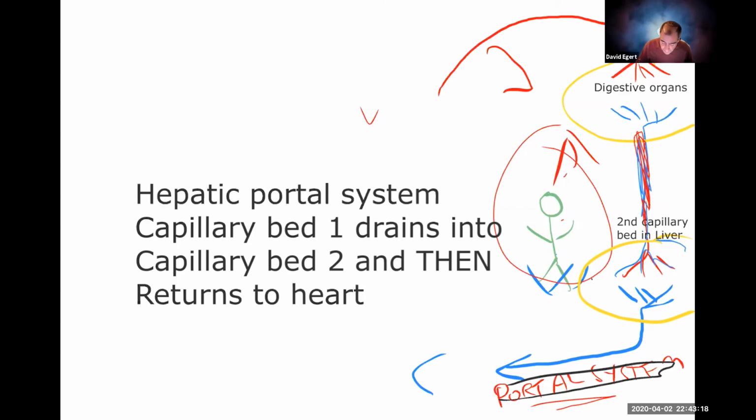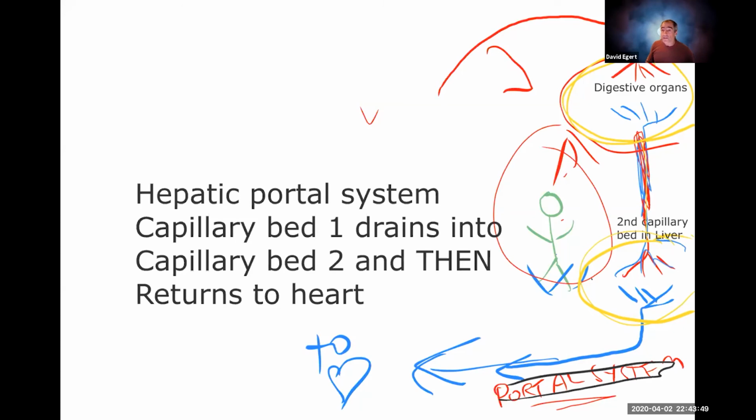In this case, we actually go first to the digestive organs, pick up nutrients and such, but then we take the blood and it goes into a second capillary bed where it's processed in the liver. The liver can store things, it can detoxify things, transform things. So it's not until the absorbed stuff from your digestive tract has been processed by the liver that it finally returns to the heart here. So does that make sense?